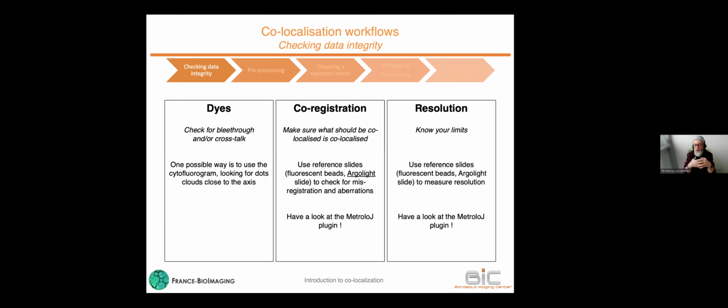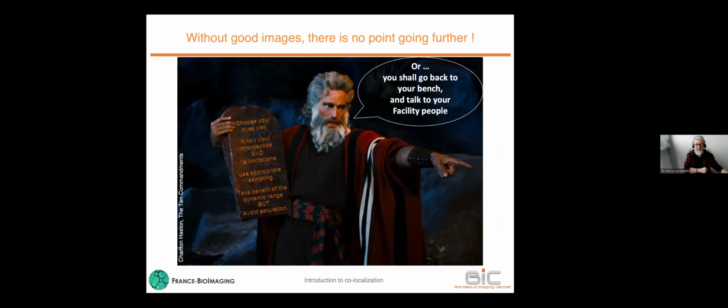And of course, resolution. Knowing your resolution is knowing your limit. So you may draw a conclusion out of your colocalization tests, and this conclusion will be, I cannot separate the two signals, the channel A and B, but knowing the current resolution, maybe with a more advanced microscope, with a higher resolution, you might be able to see that your two signals are not colocalized. Without good images, there is no point going any further.